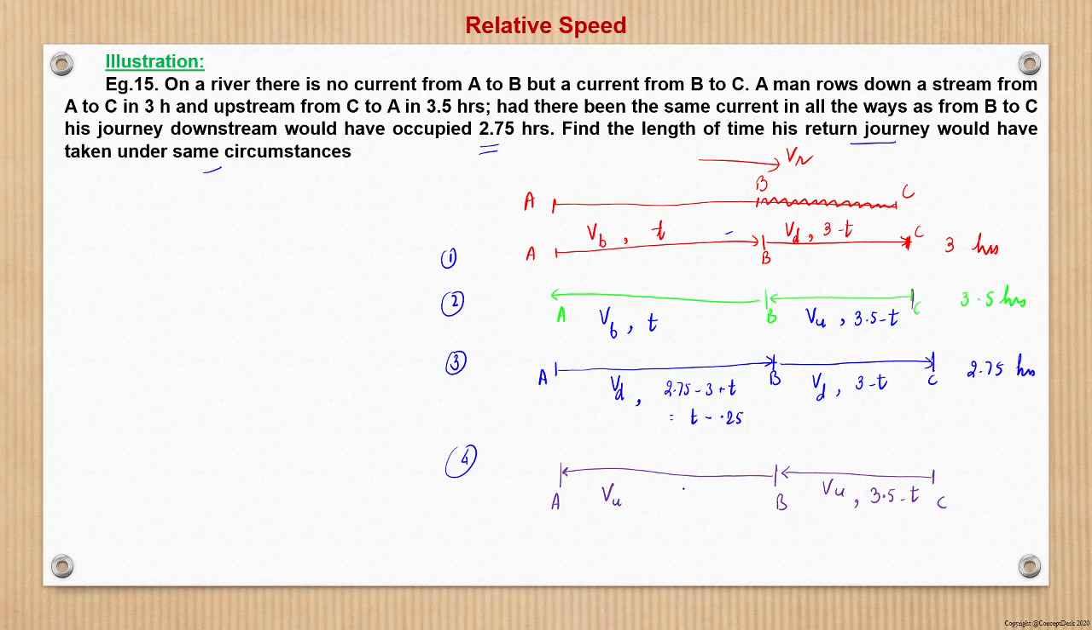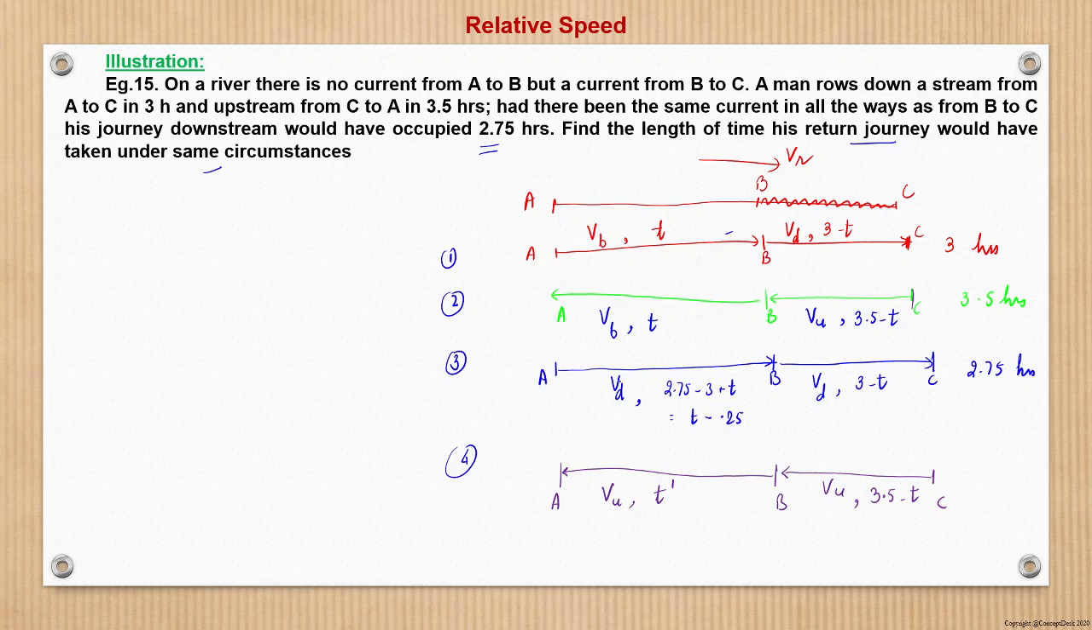But here do we have anything for the part AB? AB is the distance. Do we have anything with VU? No, we do not have any common speed. So let this time be T dash. Now one more concept we will use here. Let us see.